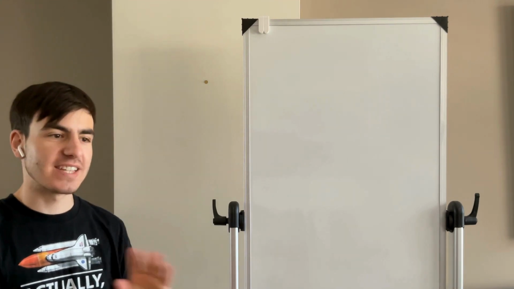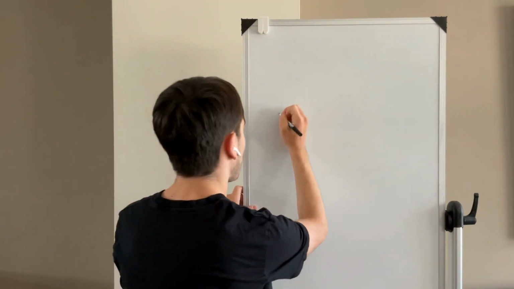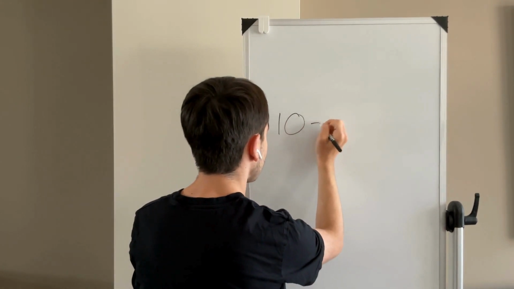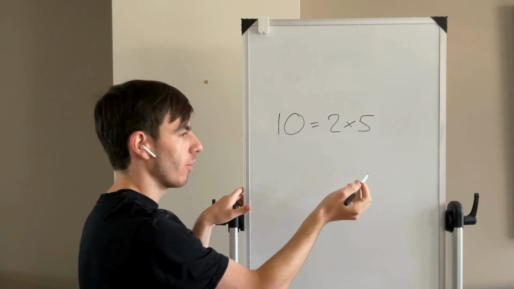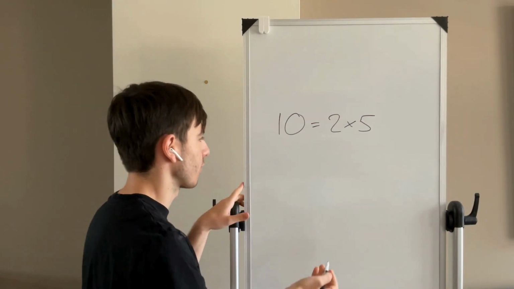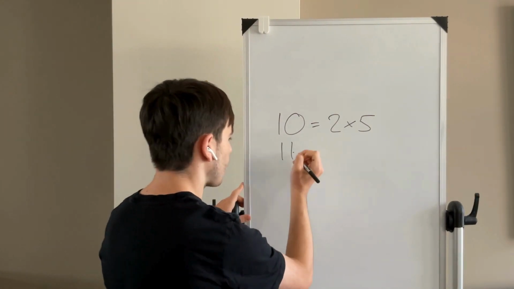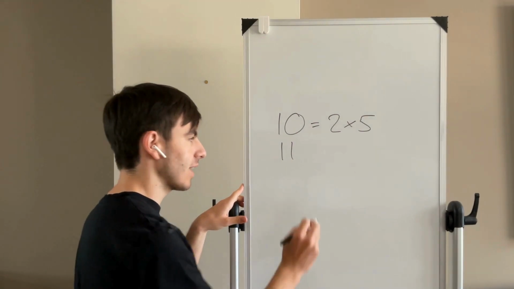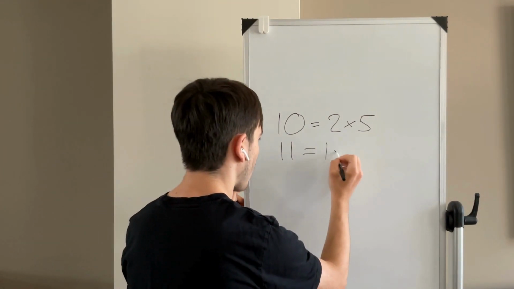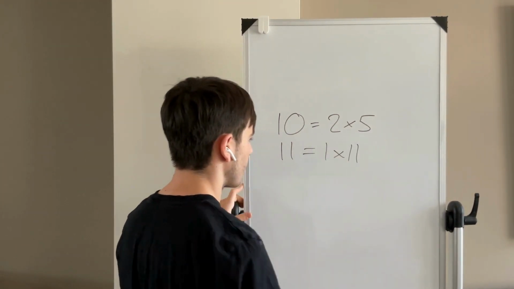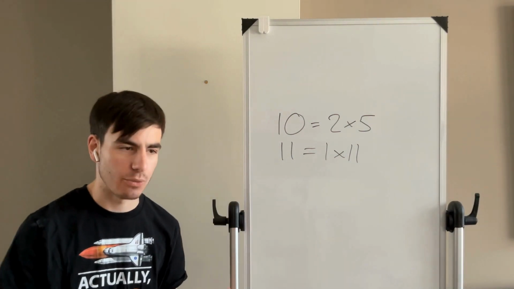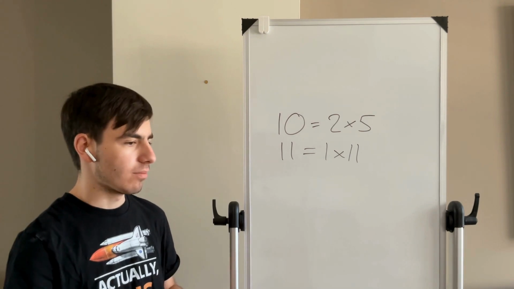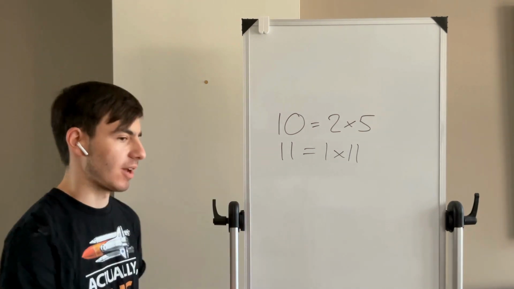So for example, 10 is not prime because 10 is 2 times 5. And neither 2 nor 5 is 10, obviously. But 11 is prime because the only way to make 11 is 1 times 11. You have to have the 11 in there. There's no way to break it down into factors. So that makes 11 a prime number.